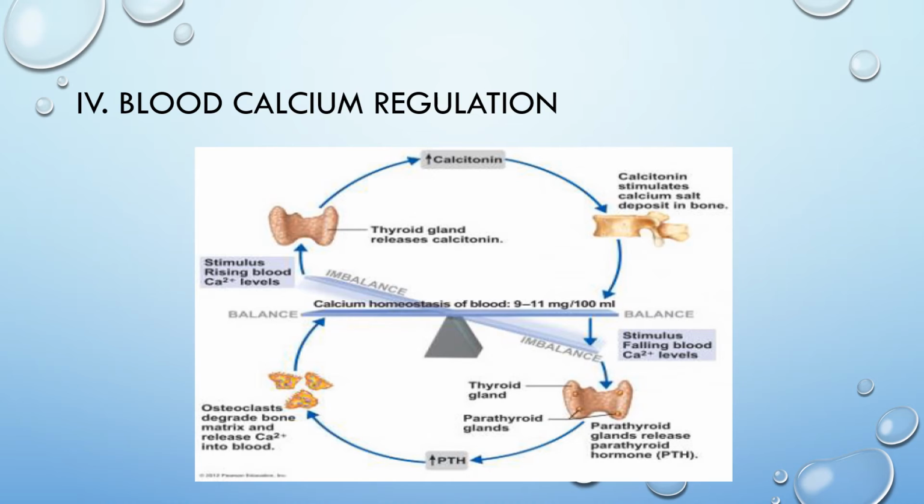And finally, blood calcium regulation. What happens if the blood calcium level increases? It will stimulate the thyroid gland to release calcitonin, and calcitonin will stimulate the deposition of calcium in the bone. Therefore, the blood calcium level will not keep increasing, but instead it will be restored towards the normal value in order to maintain homeostasis.